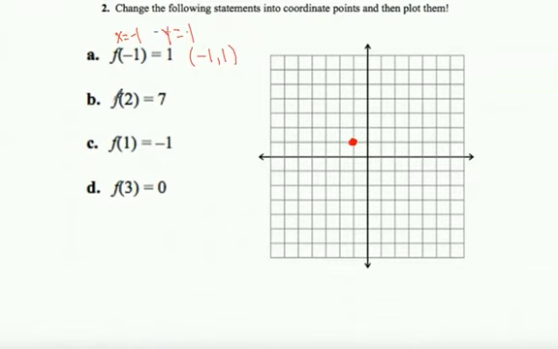B is done the same way. So we have f of 2 equals 7. What that means is we plugged in 2 and we got out 7, which means we have a point 2, 7. So we would go over 2, go up to 7, 1, 2, 3, 4, 5, 6, 7, and put a point.